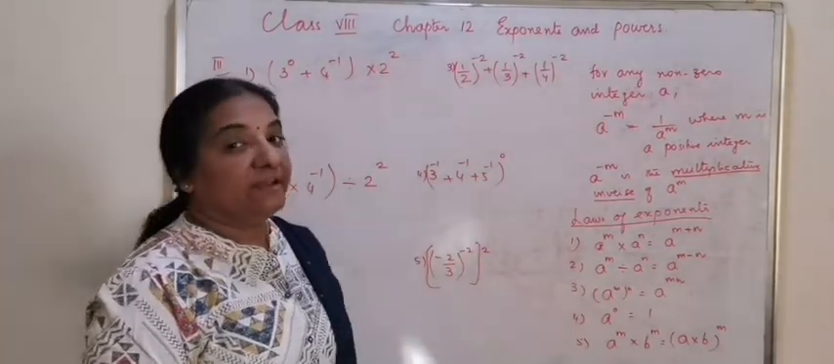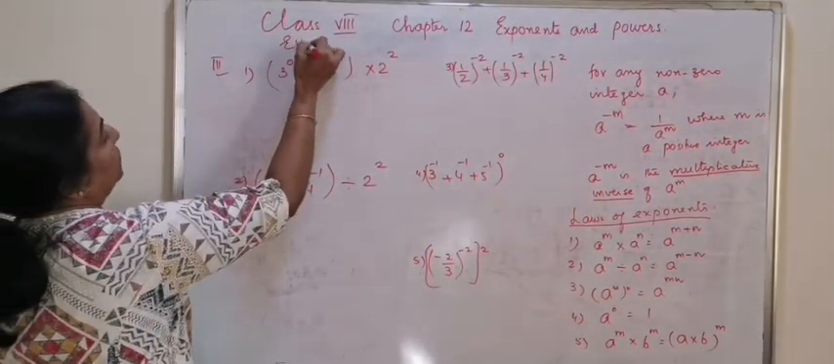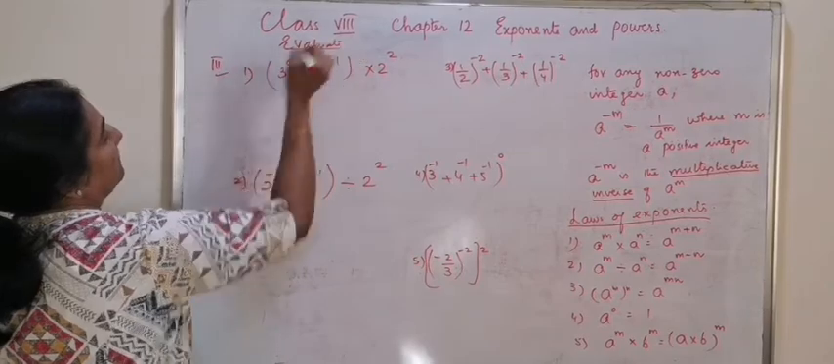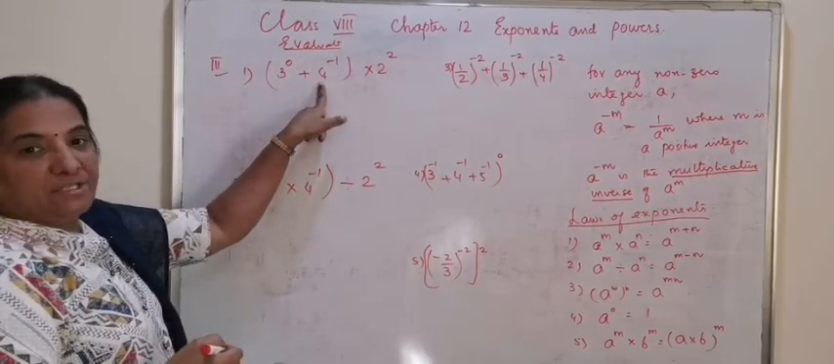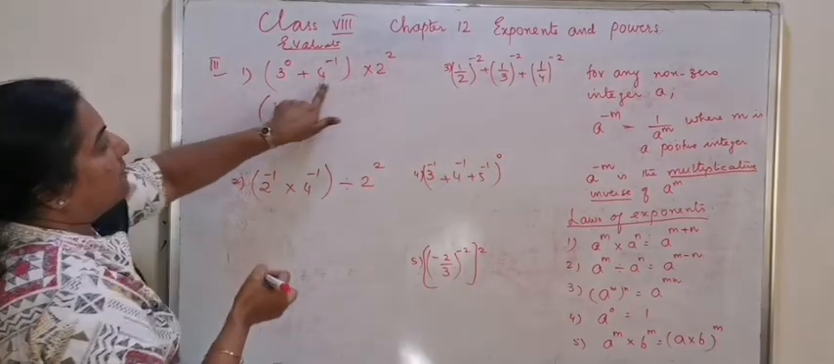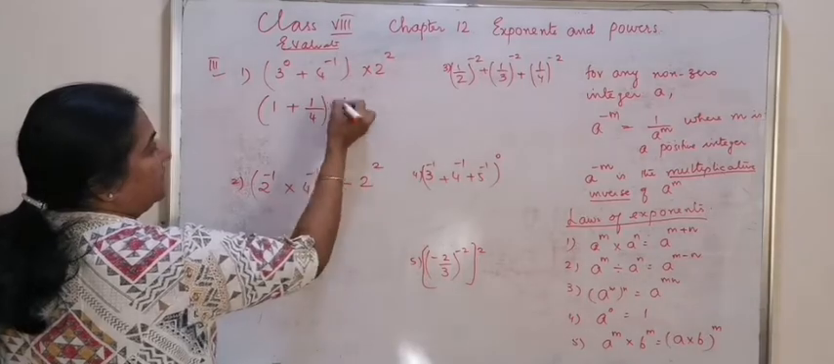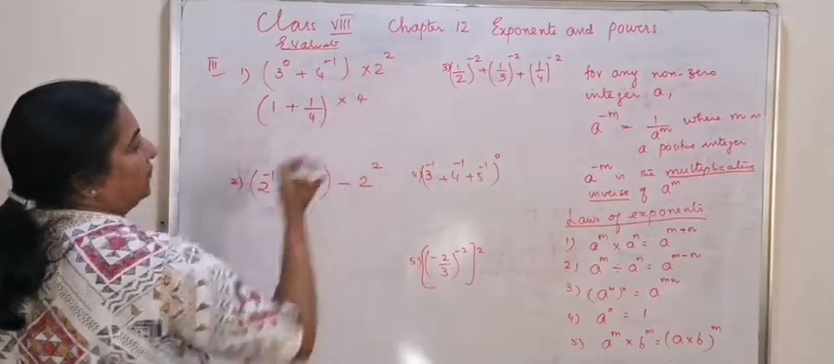Question number 3. The question is to evaluate 3 to the power of 0 plus 4 to the power of minus 1. 3 to the power of 0 is 1, plus 4 to the power of minus 1, which is the same as 1 by 4.